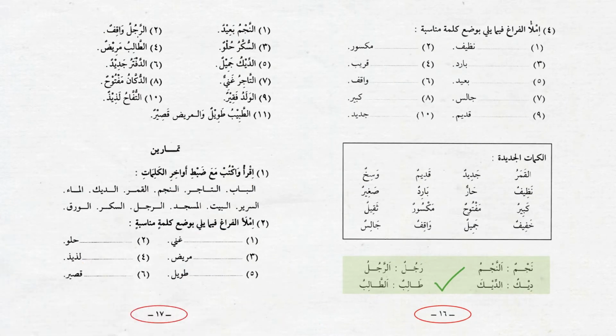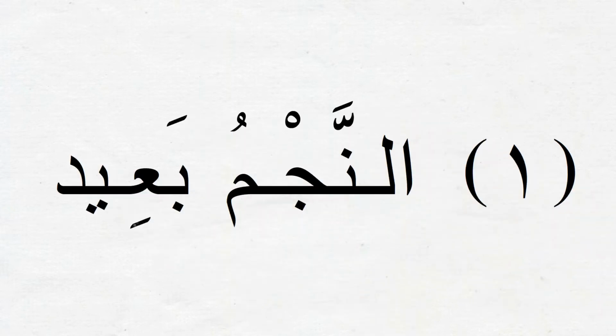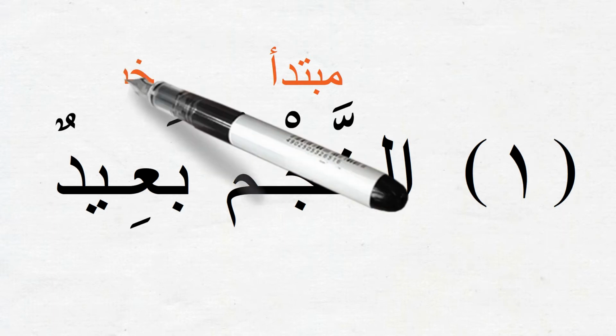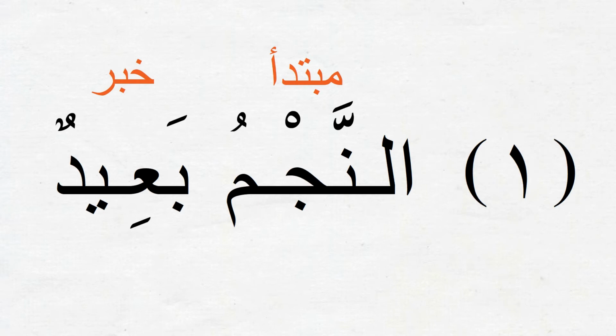We have a few sentences given at the top of the page. They are all of Jumlah Ismiyyah type. So try to identify the mubtada and khabar of the sentences as we go. Let's start from the first sentence. An-najmu ba'idun. The star is far. The mubtada is an-najmu because it is starting the sentence and it is what we are really talking about. Ba'idun is khabar because it is giving news or information about an-najm, that it is far.